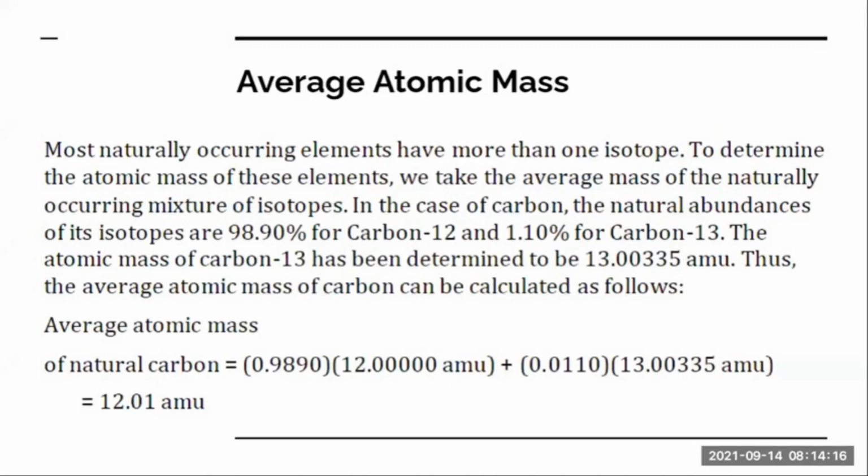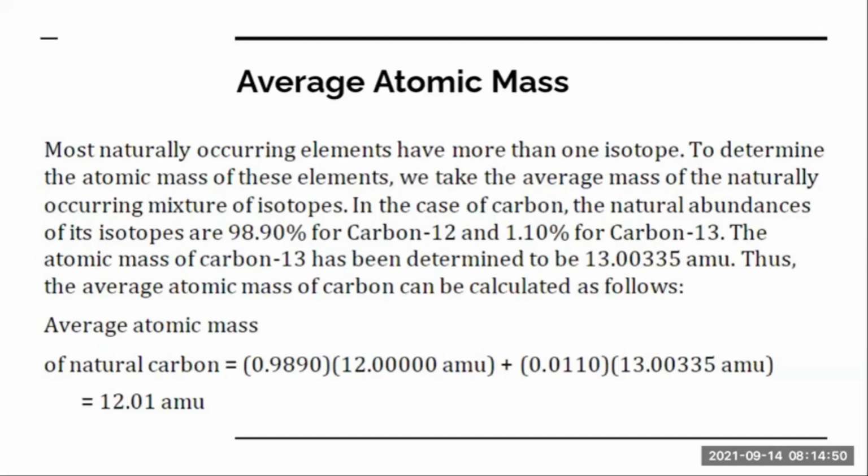Most naturally occurring elements have more than one isotope. So to determine the atomic mass of these elements, we take the average mass of the naturally occurring mixture of isotopes. In the case of carbon, the natural abundances of its isotopes are 98.9% for carbon-12 and 1.1% for carbon-13. The atomic mass of carbon-13 has been determined to be 13.00335 atomic mass units. Thus, the average mass of carbon can be calculated as follows.